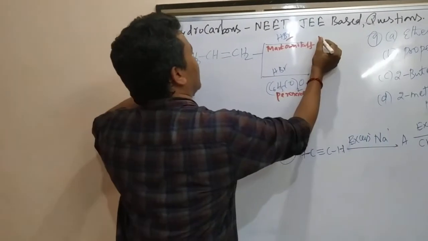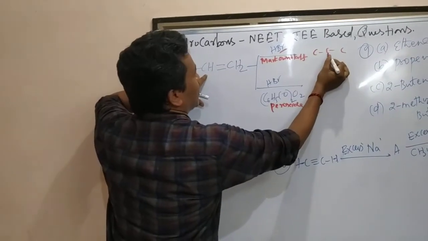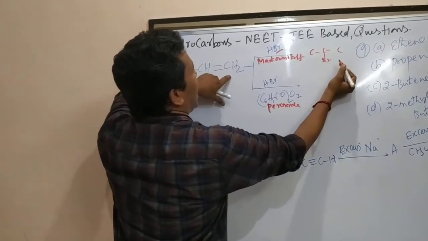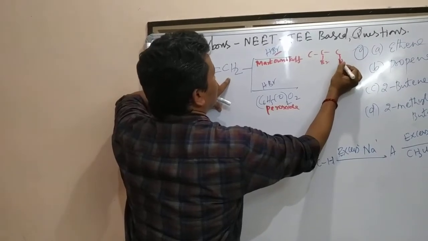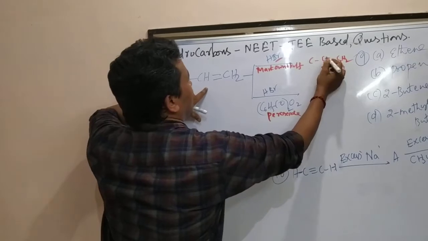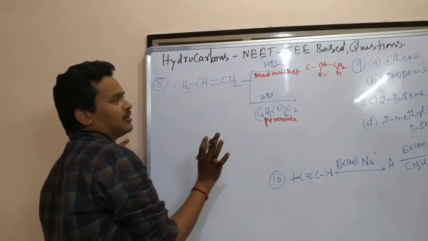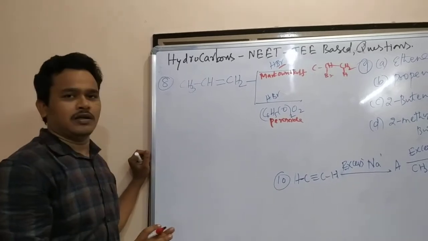I will write the product. 1, 2, 3 carbons. This Br is going to attach to this carbon. Hydrogen is going to attach to this carbon. The remaining I don't want to touch. I didn't touch, only I removed the double bond. That's it. Over. That is the major product.